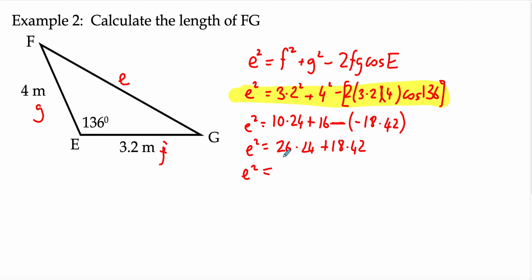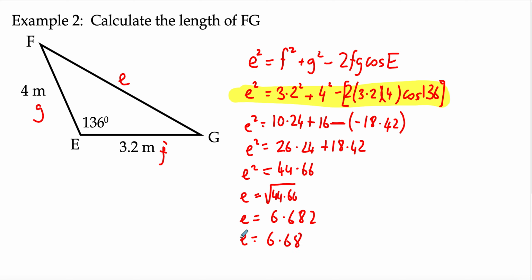So if I'm going on, I've got 26.24 plus 18.42, and I've got 44.66. You'll get something very similar. So E is the square root of all of that, which works out as 6.682, which I'll give to 6.68.